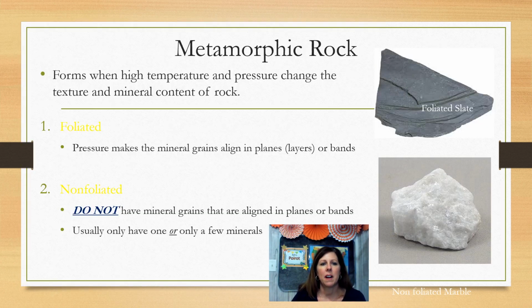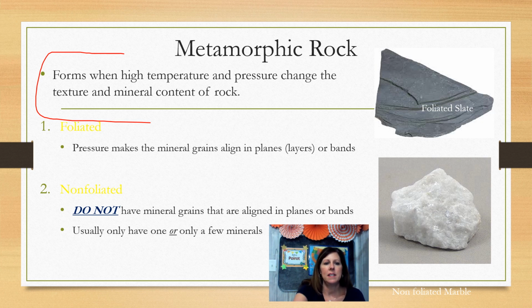So metamorphic rock forms when high temperature and pressure change the texture and mineral content of the rock. So this is part of your notes. As the rock is exposed to high temperatures and pressure, the crystal structures in the minerals in the rock change, and they form new minerals. And this process results in the formation of a metamorphic rock, which is either foliated texture or non-foliated texture.